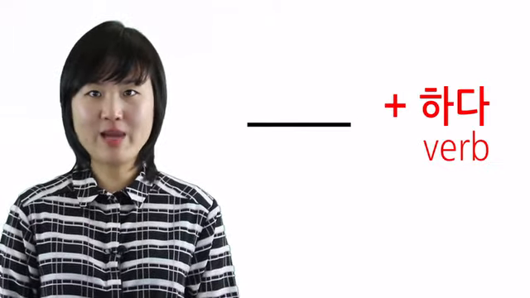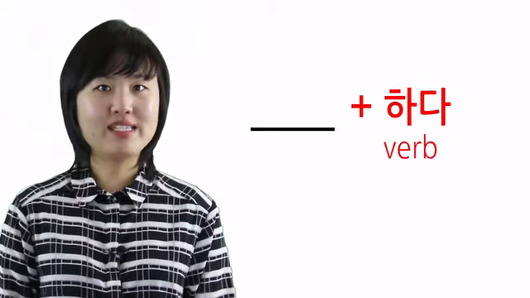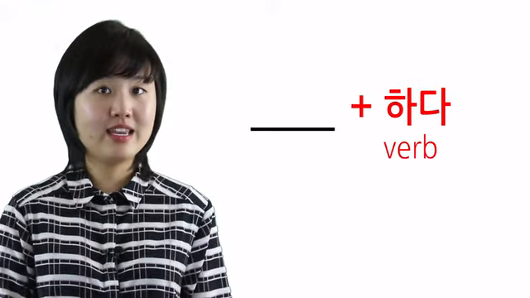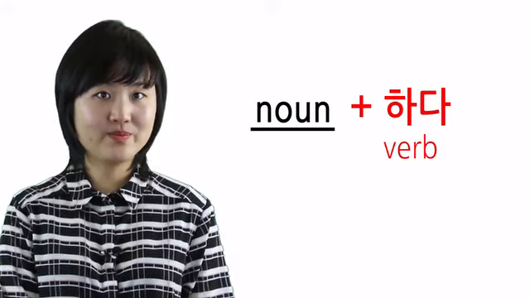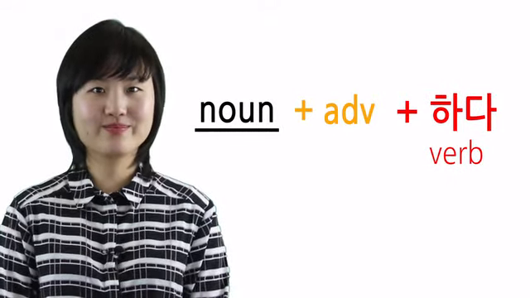The next one is to know the nature of 하다 verbs. Any verb ending with 하다 is called 하다 verbs, and it can be separated into 2. Noun in front of 하다 and 하다. That way, you can put an adverb in between if needed.